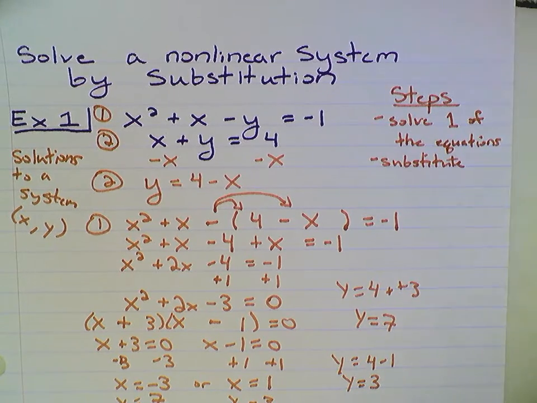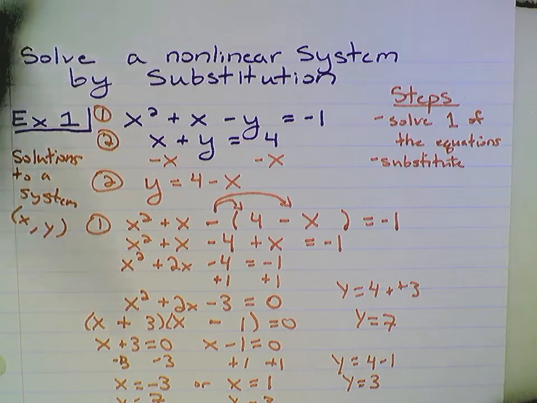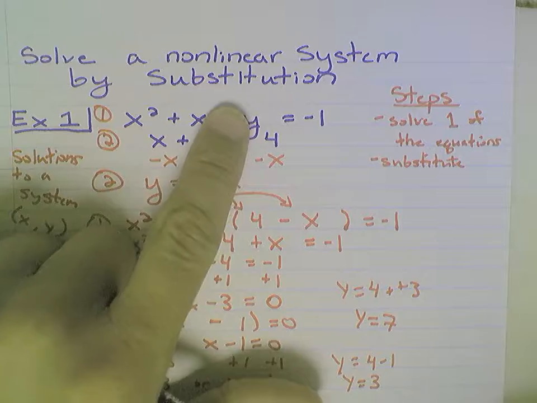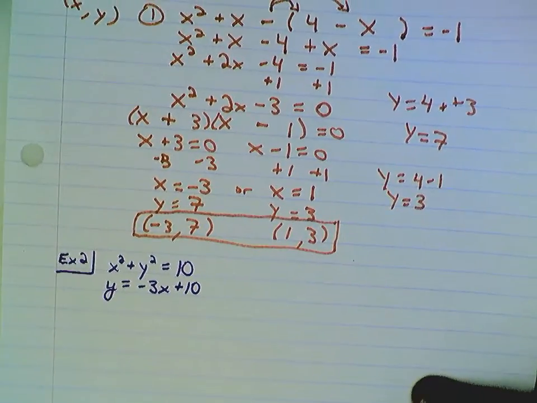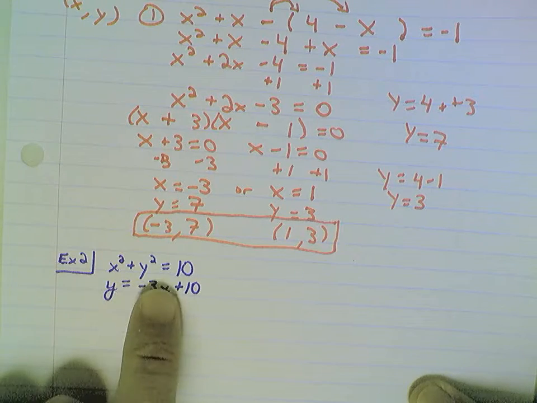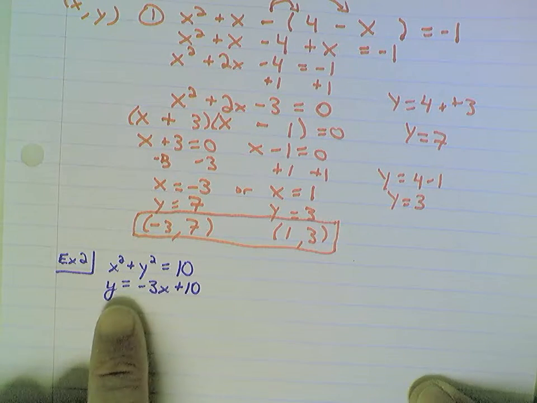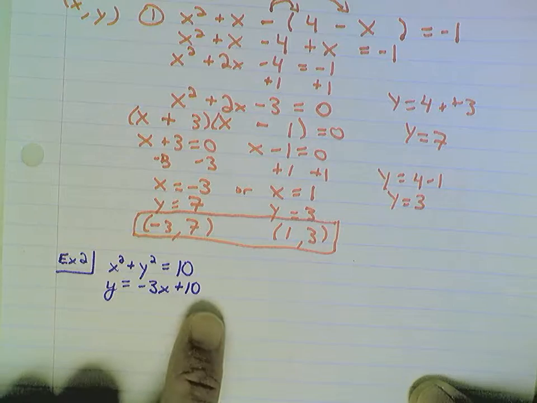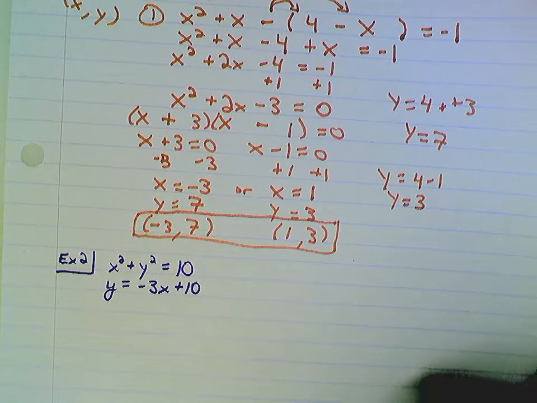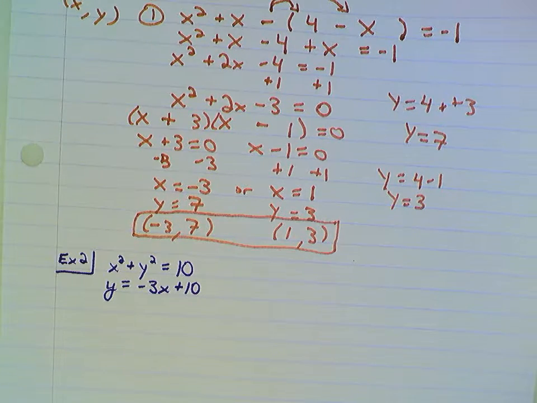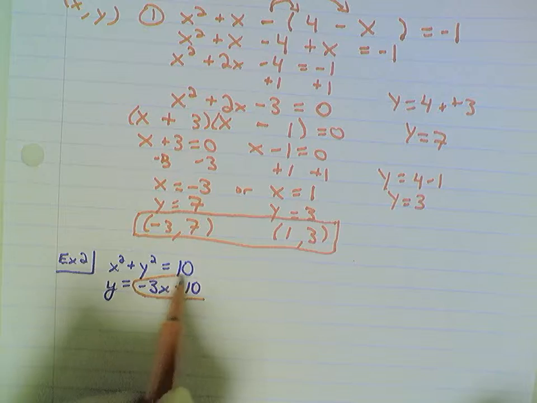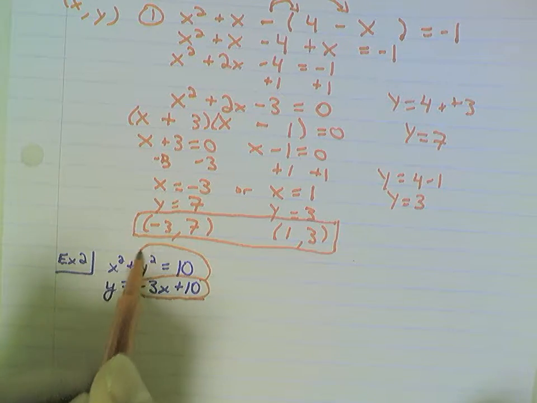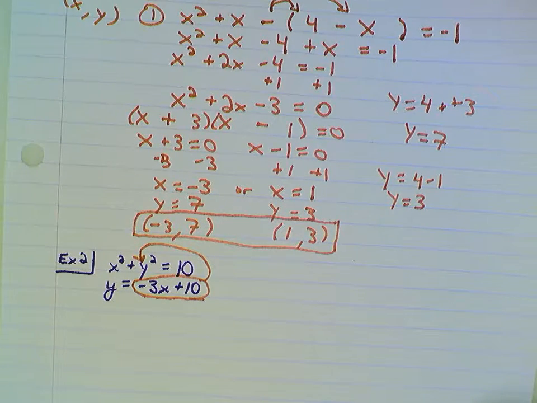Alright, in this video I'm going to do a second example of solving a nonlinear system by substitution. So looking at this second example here, I'm given x squared plus y squared equals 10 and y equals negative 3x plus 10. Now as you can see, one of the equations, the second one, is already solved for y. So in this problem I'm just going to take what y is equal to, and I'm going to end up substituting it in for the y in the first equation.